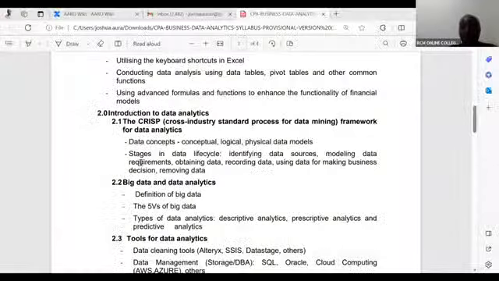So we have here stages in the data life cycle. We'll be able to go through that. Then we have big data and data analytics. Definition of big data. Then we have what we call the 5 V's of big data.